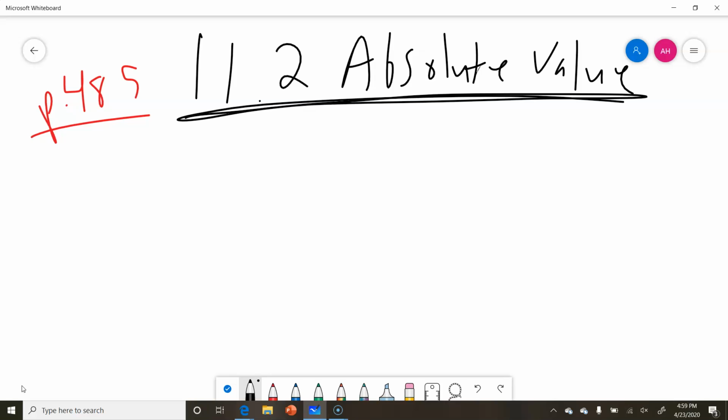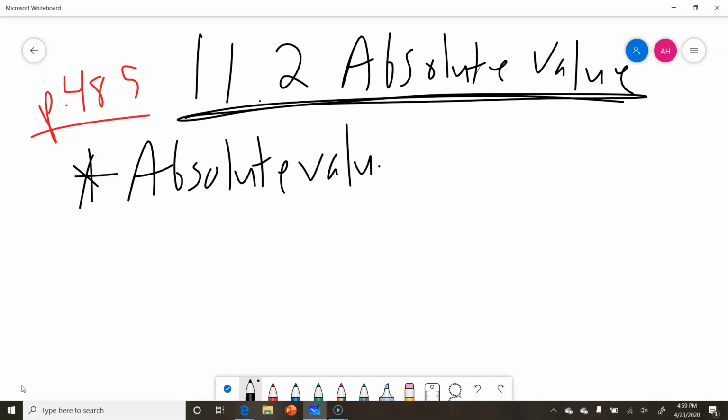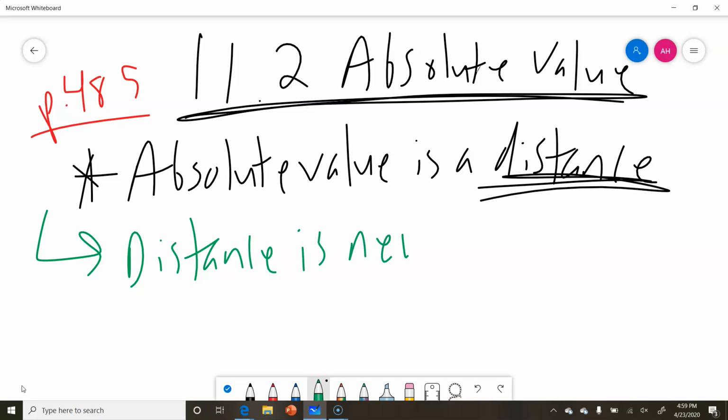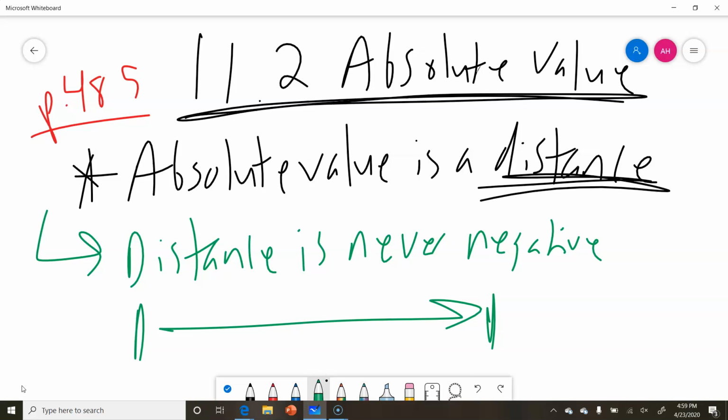So, here's the most important thing I can say probably today, and that is this. Absolute value is a distance. Now think about this. This next sentence is huge. Distance is never negative. Have you ever thought about that? I can never go from here to here a negative distance, right? You can never go from your house to the church a negative distance, right? You can never fall a negative distance, right? Even if you go down in the ground, you're going a positive distance. So that's very important. Distance is never negative.